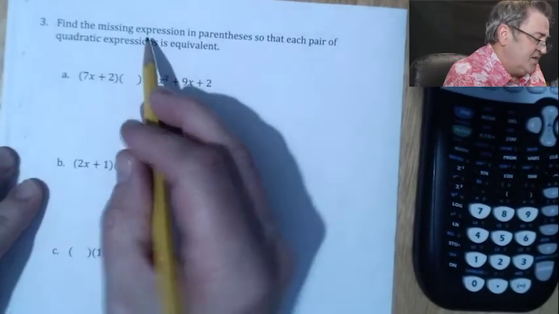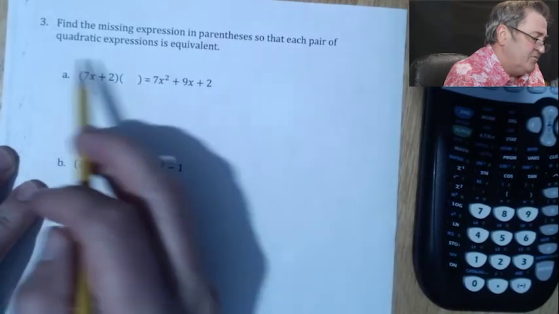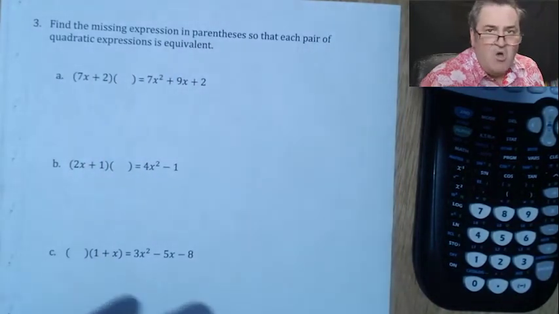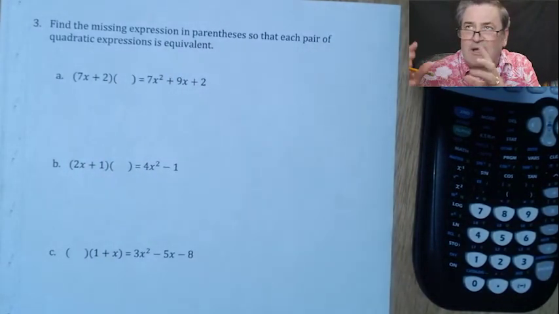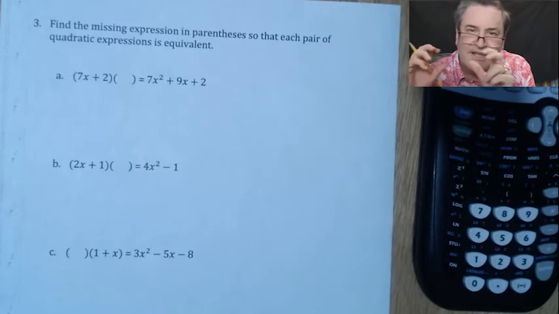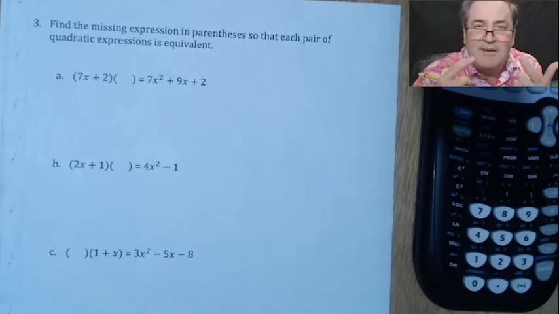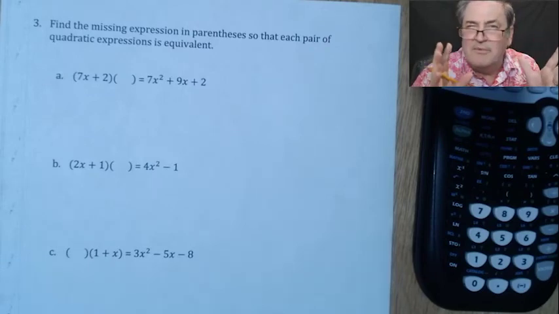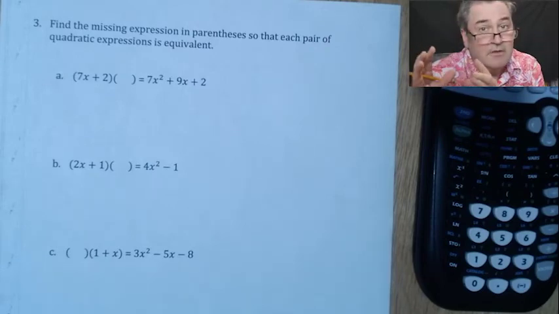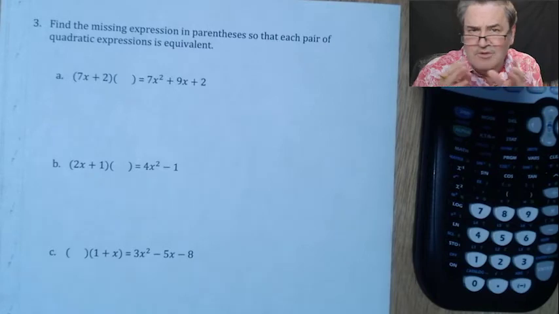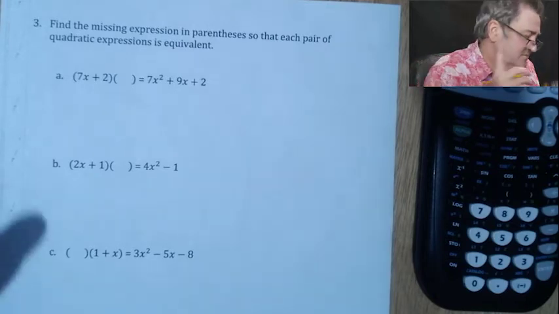Find the missing expression in parentheses so that each pair of quadratic expressions is equivalent. We've done standard form. I want you to give me the two factors. And we've done, I give you the two factors. I want you to give me the standard form. Now I'm kind of giving you a combination. I'm giving you one factor and the standard form. What's the other factor? What would I multiply that by to get this?